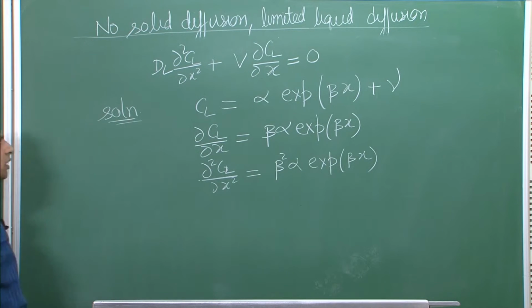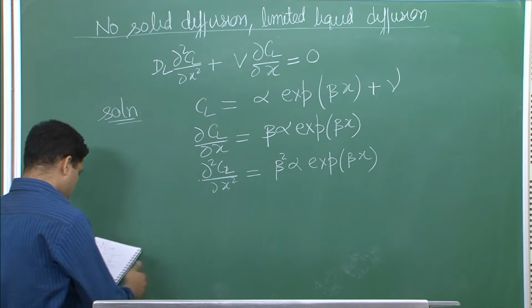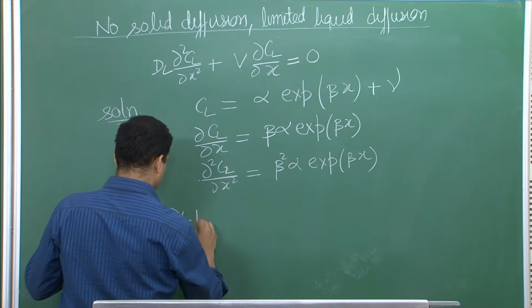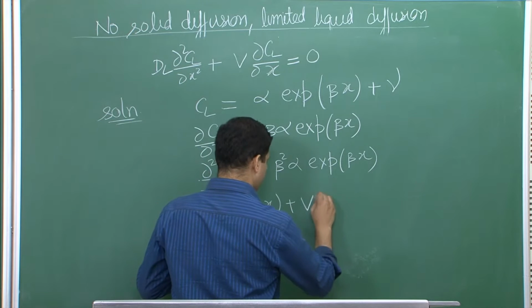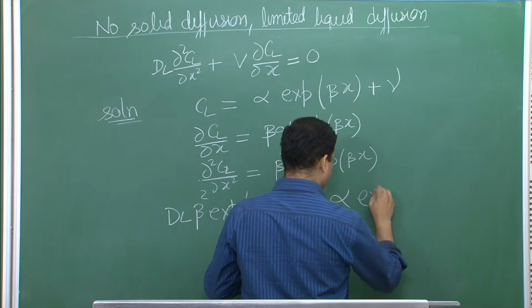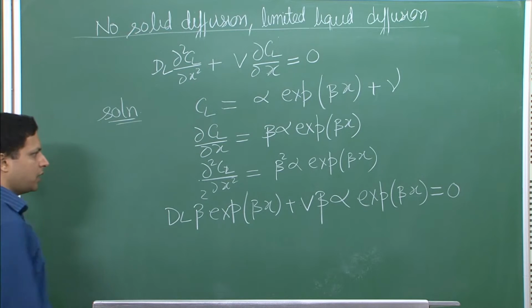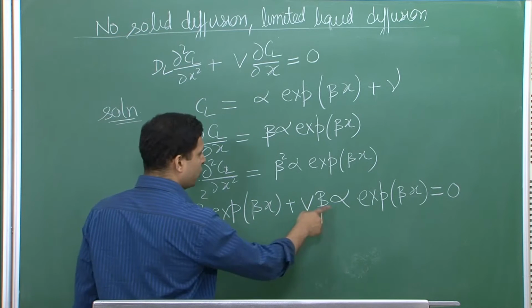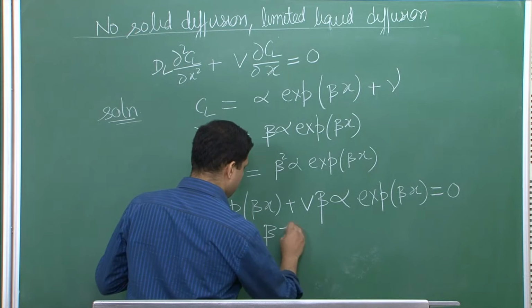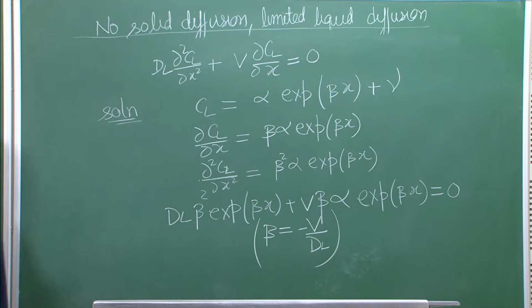Now, let us put this back into that equation. So, D_L times this plus V times this is equal to 0. We will get D_L beta square alpha exp beta x plus V beta alpha exp beta x equal to 0. Now, assuming that exp of beta x is not 0, we can cancel that out, and what we will be left with is this. So, we have obtained the value of one constant for this equation.